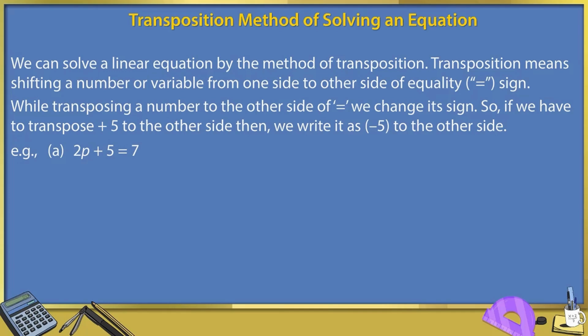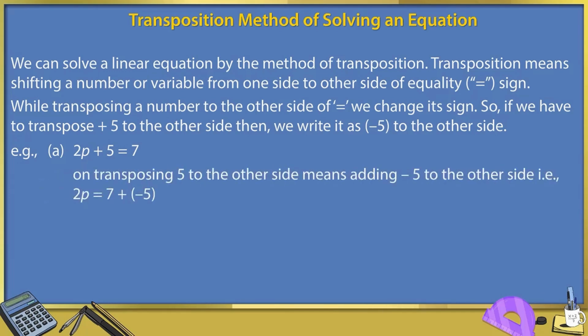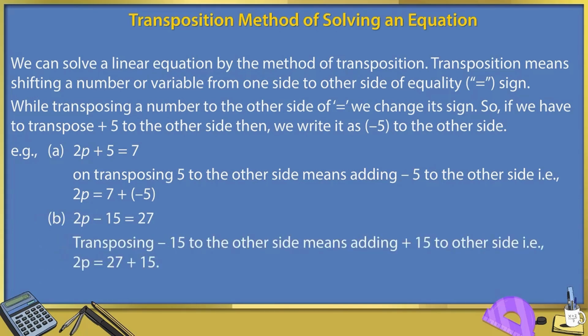Example A. 2p plus 5 is equal to 7. On transposing 5 to the other side means adding minus 5 to the other side. That is, 2p is equal to 7 plus, in the brackets, minus 5. B. 2p minus 15 is equal to 27. Transposing minus 15 to the other side means adding plus 15 to the other side. That is, 2p is equal to 27 plus 15.